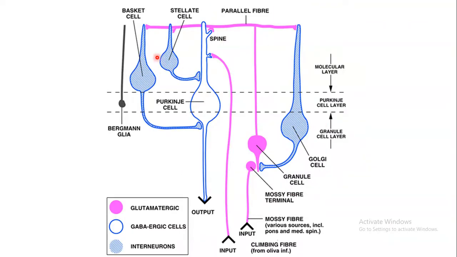This is the diagram. The above layer is known as the external granular layer, the second layer is known as the Purkinje cell layer, and this one is the inner granular layer. You can see the mossy fibers, and this area is known as the glomeruli. The mossy fibers are coming from the pons, medulla, and spinal cord, while the climbing fibers are coming from the inferior olivary nucleus of the medulla. It is a very important MCQ.